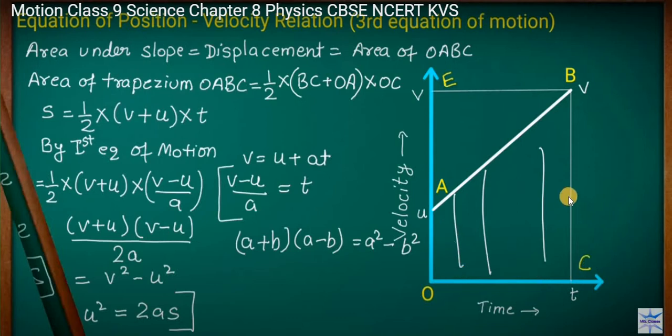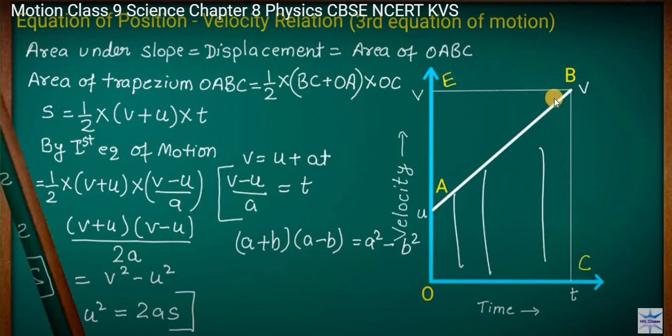They are the parallel sides of the trapezium. You can see OA and BC are parallel to each other. So the sum of the parallel sides, BC plus OA, into the perpendicular to the parallel sides. Here OC is perpendicular to OA and BC. So finally the area of trapezium OABC is 1/2 into (BC plus OA) into OC.